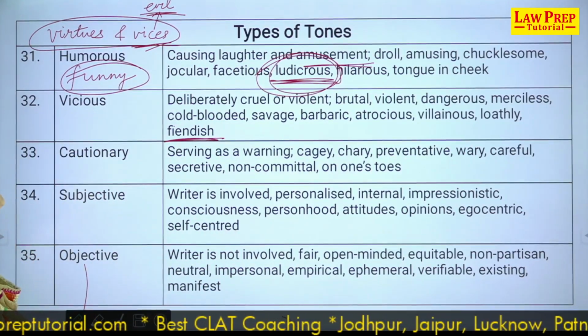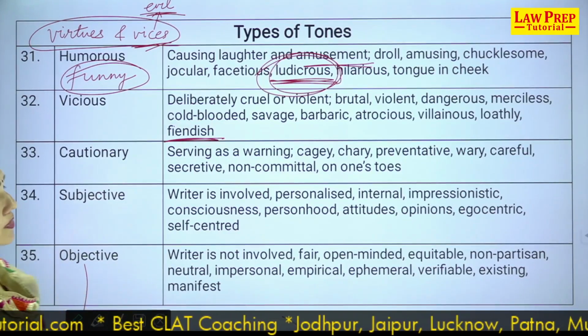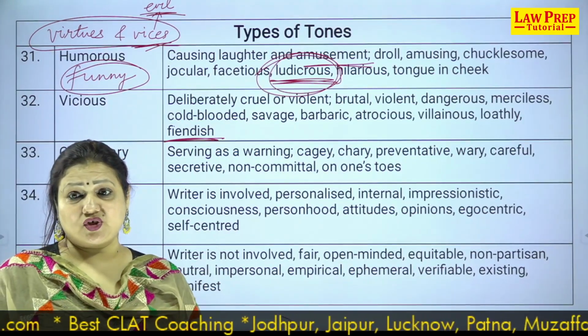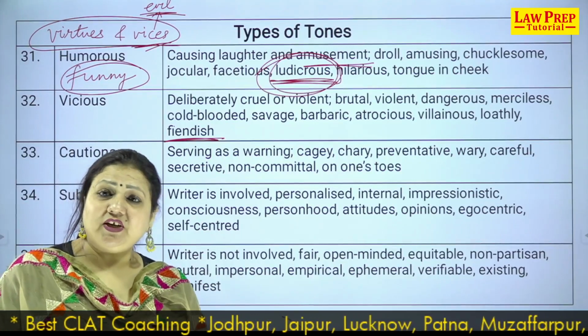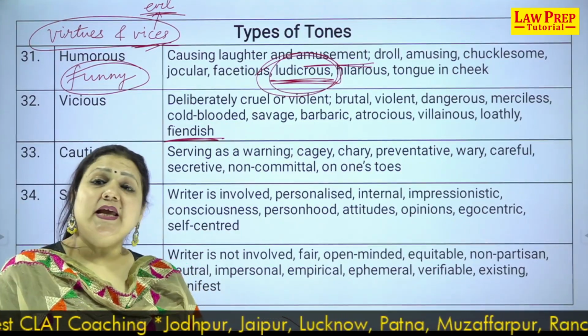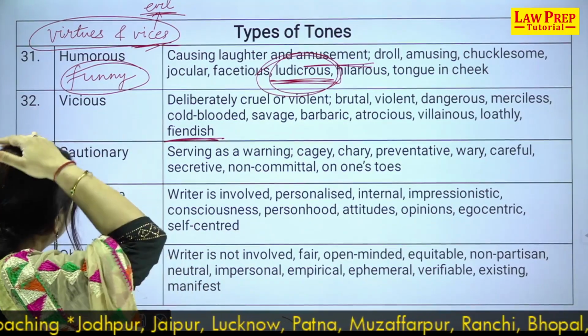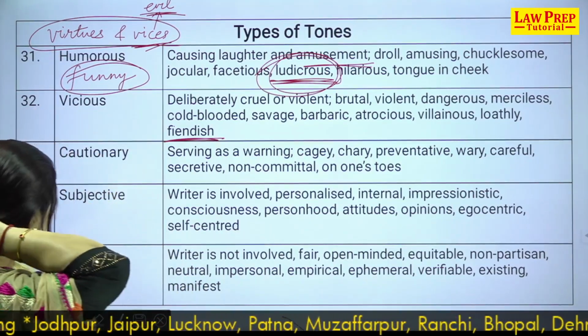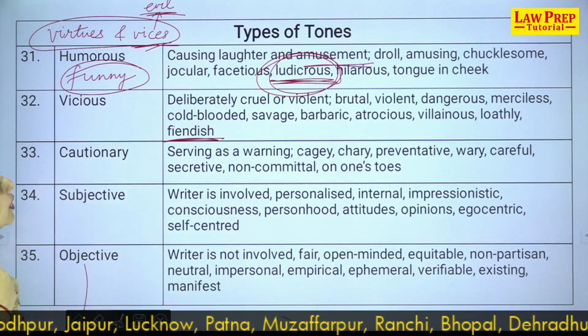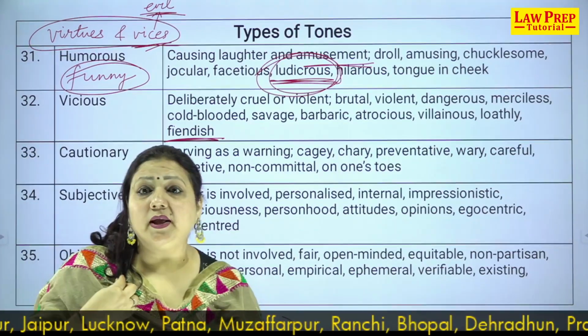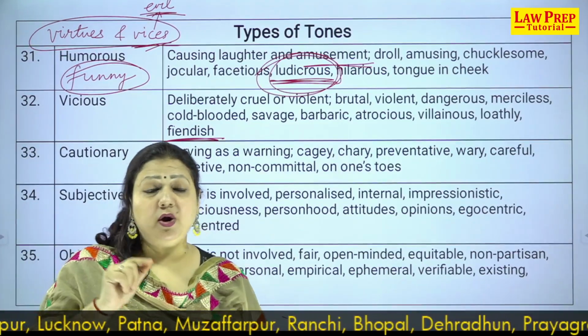Right? Next word. So you've noted the synonyms. Synonyms play a pivotal role in your selection. We have a direct question, we have sentence completion, we have analogies. Everywhere you're finding so many words which are linked with it. Next word is cautionary. Cautionary is serving as a warning, right? You give a warning to someone.